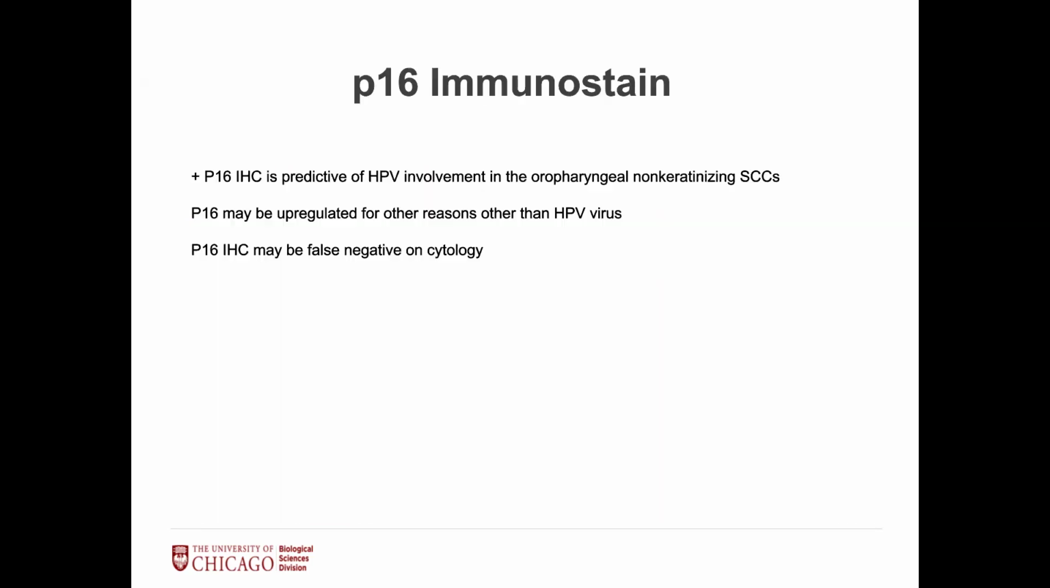What are some other issues with the p16 immunostain? p16, like I said, is predictive if you have the perfect storm of non-keratinizing morphology. Let's say you have a keratinizing SCC and it's p16 positive. Just double check with the ISH. The p16 protein can be upregulated from other things that went wrong in the cell cycle. So do the ISH.